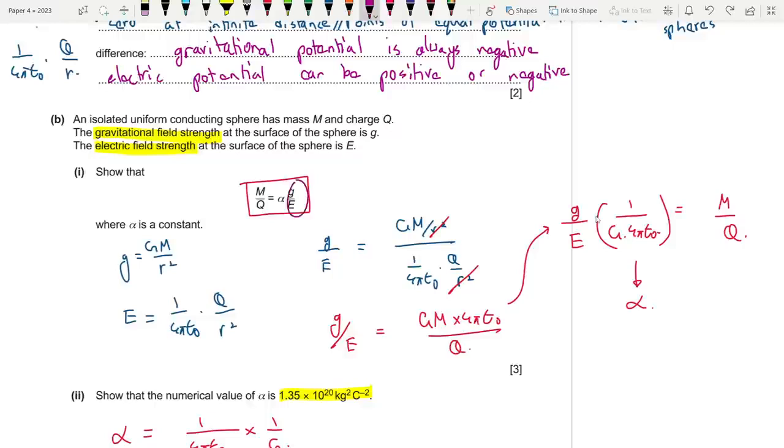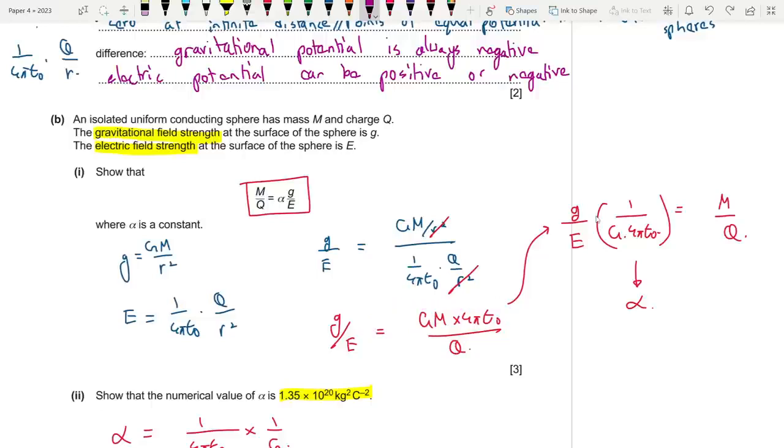I want g by e on one side and m by q on the other side. Now, that is exactly what I'm going to do. I have g by e on one side, and I'm going to keep m by q on the other side and transfer everything else to the side with g by e. So what does that entail? Capital G and 4 pi epsilon naught, these two will be transferred to the left. See if that makes sense.